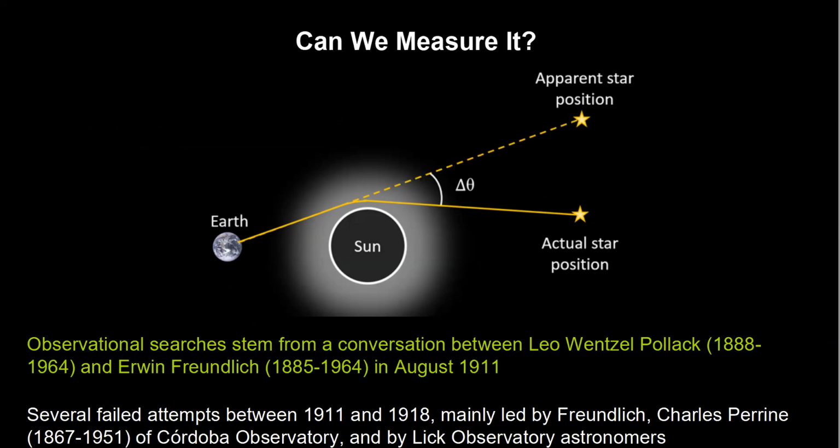Observational searches started with a conversation between Leo Pollack, who had heard of the idea from Einstein in Prague. Pollack was visiting Berlin Observatory, and he had a chat with Erwin Freundlich. And Freundlich contacted his friends and his friends' friends and so on. Between 1911 and 1918, several attempts were made to detect this effect, some of them using archival data that existed previously already, others using data obtained for this purpose, so going to total solar eclipses and so on. But all these attempts failed for several reasons, and if you're interested, I can give you a lot more detail later on.